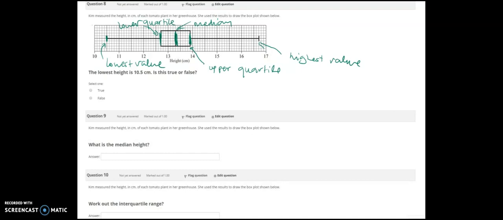So the lowest height is 10.5 centimeters. Is this true or false? If we go to the box plot, this is halfway between 10 and 11, so it must be 10.5, so this is true.